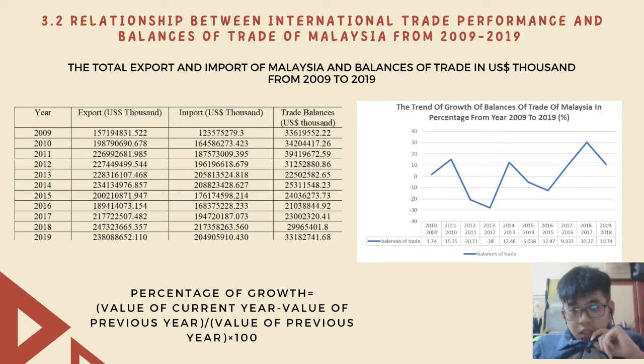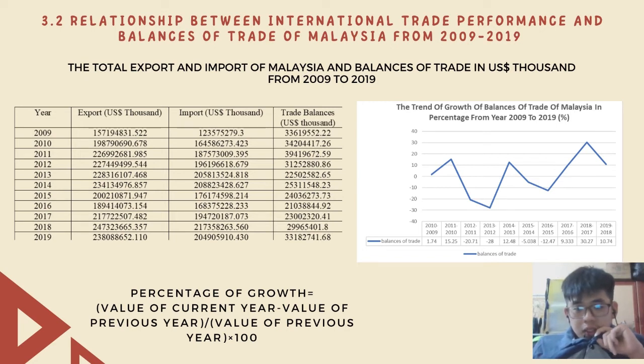The balance of trade continued to show a positive trend in 2011. However, a downfall was recorded in 2012 and 2013. Both years recorded deficits of growth at negative 20.71% and negative 28% respectively. In 2014, the balance of trade increased from 2013 to 2014, showing a 12.48% growth from the previous year.